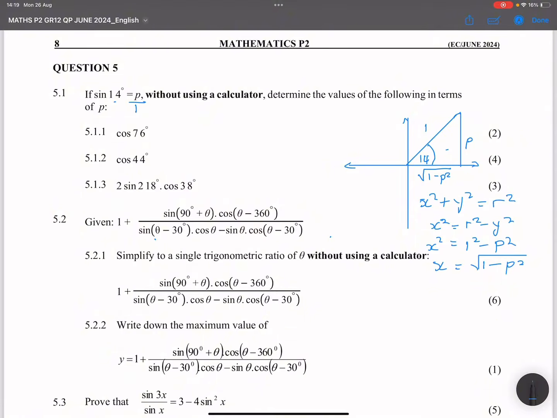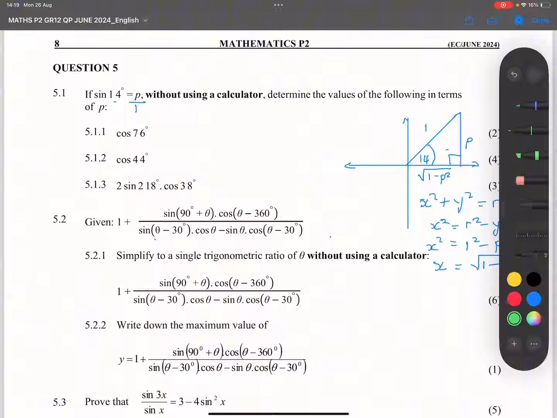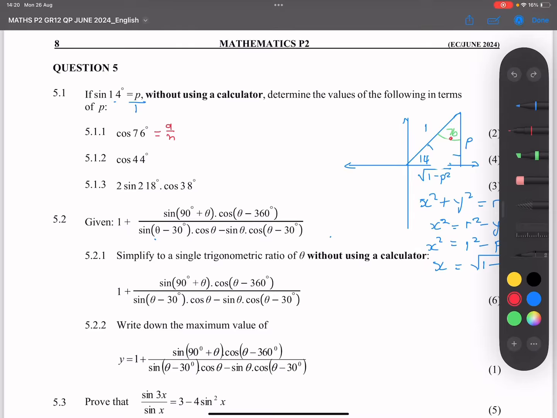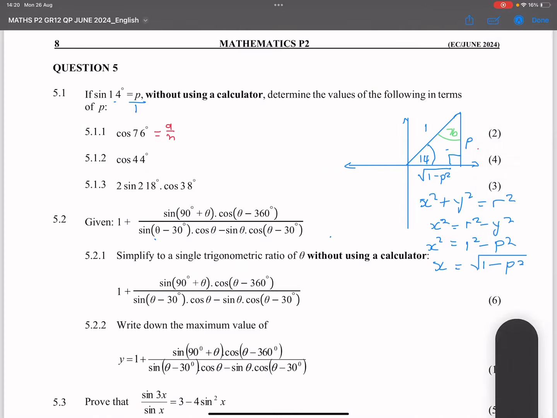Now, for some of you, you find it quite valuable to also find the other angle, that is the angle over there. And all you do to get that angle, you say 90 minus 14, and that would give us 76. So when they say to us, find the cosine of 76, all we are simply going to do is say, well, we know that cos is adjacent over hypotenuse, but we're looking at 76 degrees. The adjacent side is P, over the hypotenuse, which is 1.